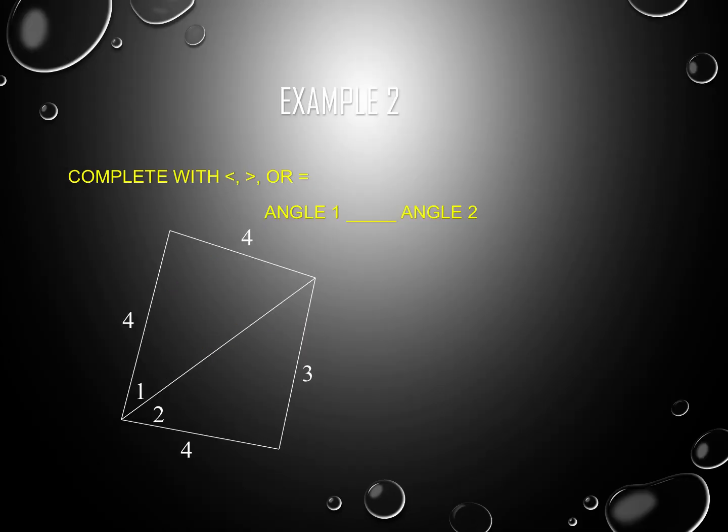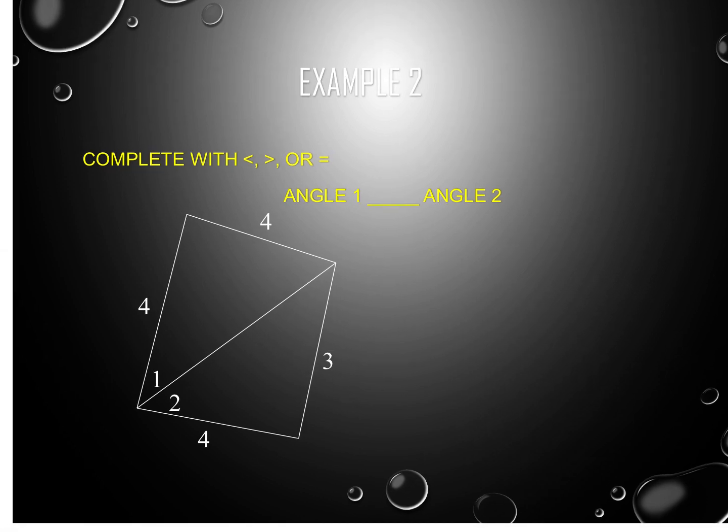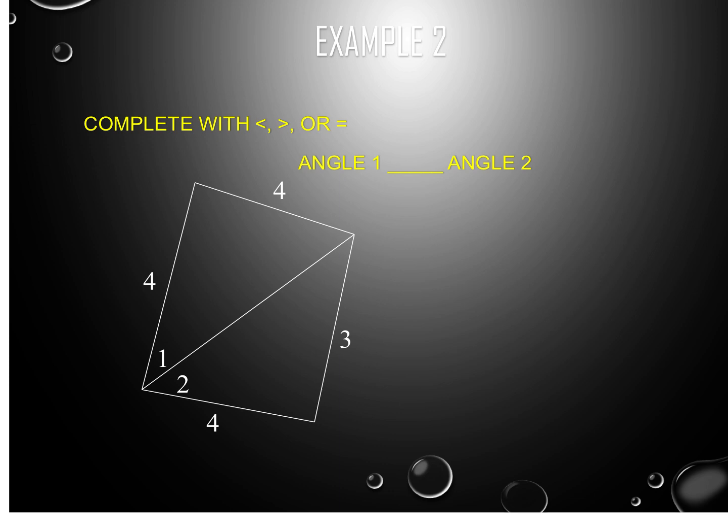All right, so for this one, it wants us to fill in which angle is bigger. So they want me to fill in with a greater than, a less than, or an equal sign. This time, instead of congruency marks, they gave me numbers. So the angles I'm looking at here are going to be angle 1 and then angle 2. Notice since they're attached like this, this side is congruent, it's reflexive, and then they both have a 4 on this side.